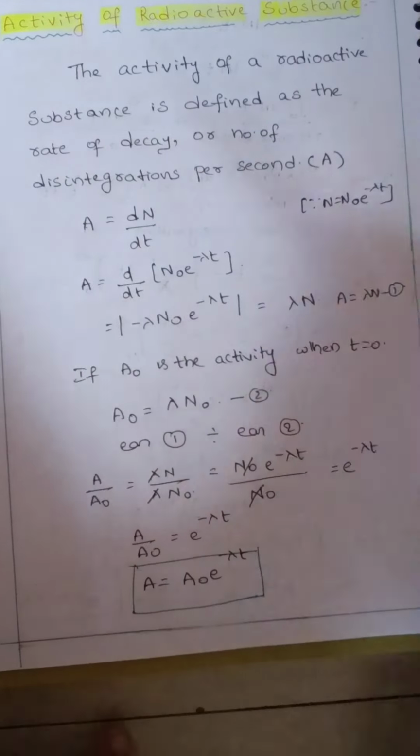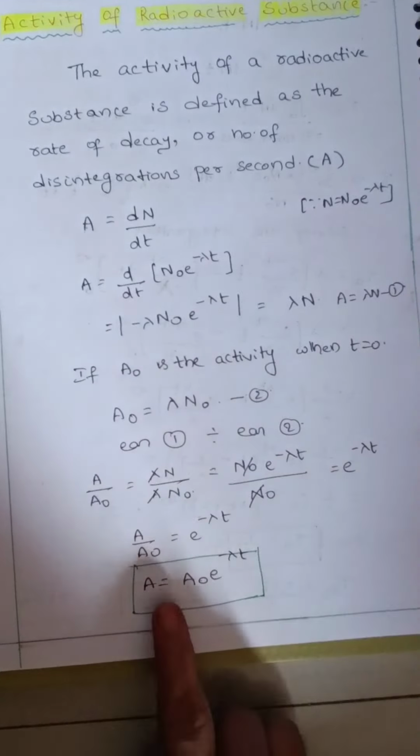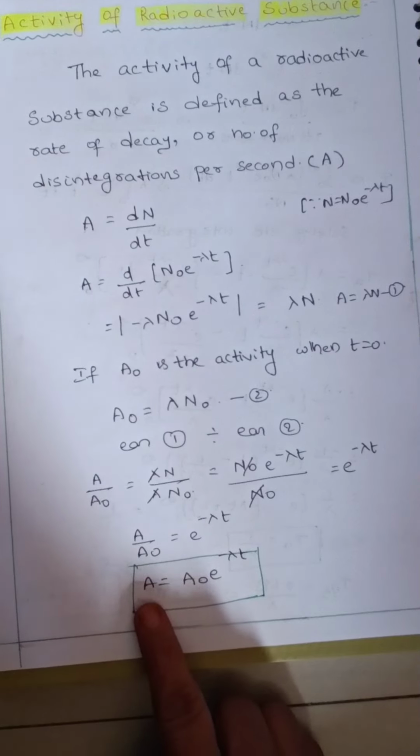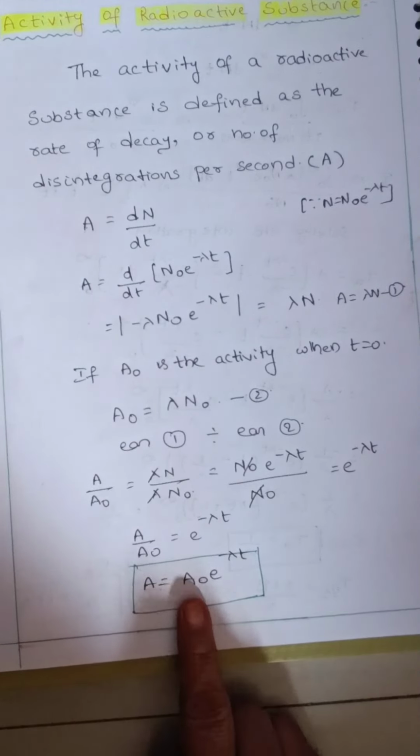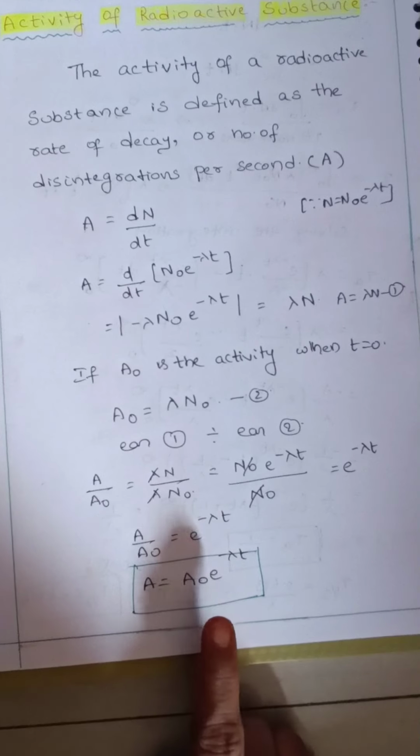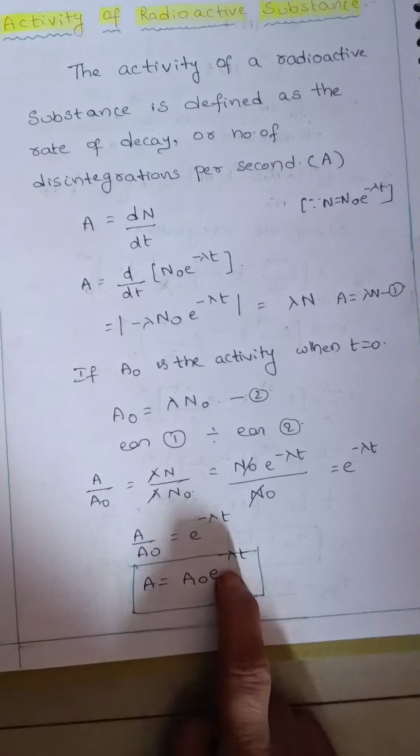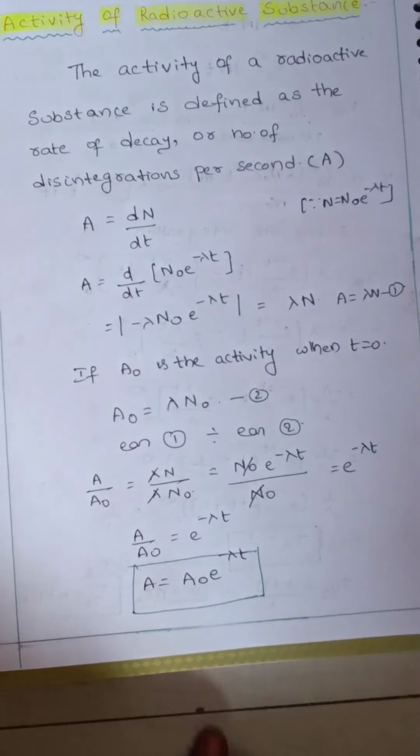This formula is very, very important. A is the activity at any time, A naught is the activity at the initial time where t is equal to 0, lambda is the decay constant and t is the time here.